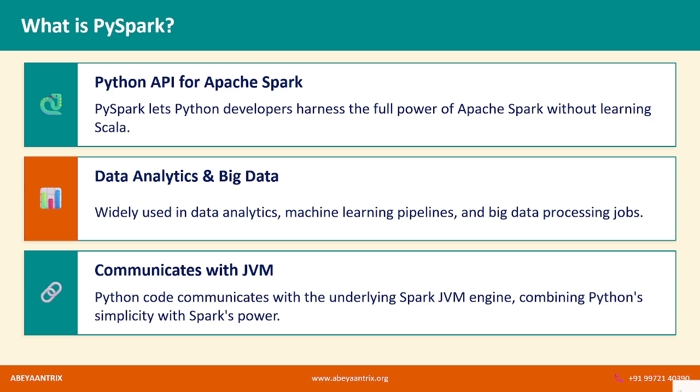For your rescue. It communicates with the JVM. As I told you earlier, Python code communicates with the underlying Spark JVM engine. Spark always runs on the JVM engine. It needs the JVM to run. If you don't provide the JVM, Spark will not run. So it combines Python's simplicity with Spark's power. Python is a very simple programming language, and with it we can interact with Spark and explore the power of Spark. These are the properties of PySpark.